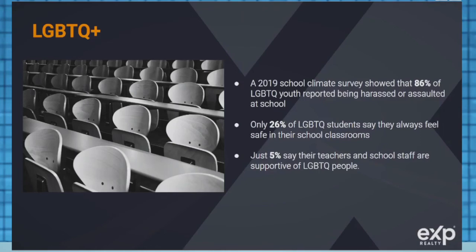Only 26%, a little more than 1 in 4 LGBTQ students say they always feel safe in their classroom. Flip side of that is 74% of LGBTQ students say they don't always feel safe in their classroom. And just 5% say their teachers and school staff are supportive of LGBTQ people. That's a shockingly low number, which also explains the wave we're currently experiencing of sort of militancy among the LGBTQ youth. The need to congregate and make their voices heard because they don't feel supported.